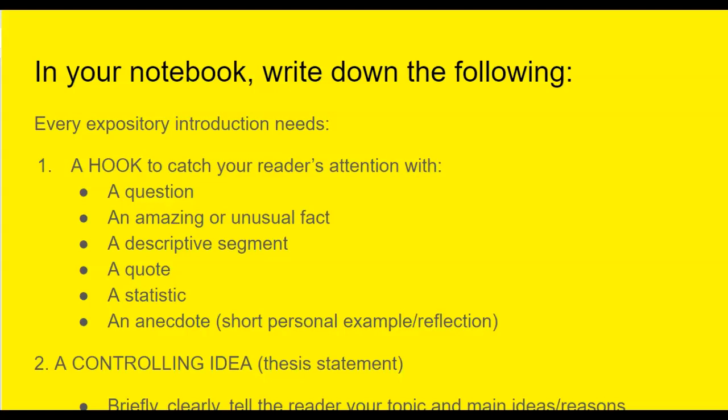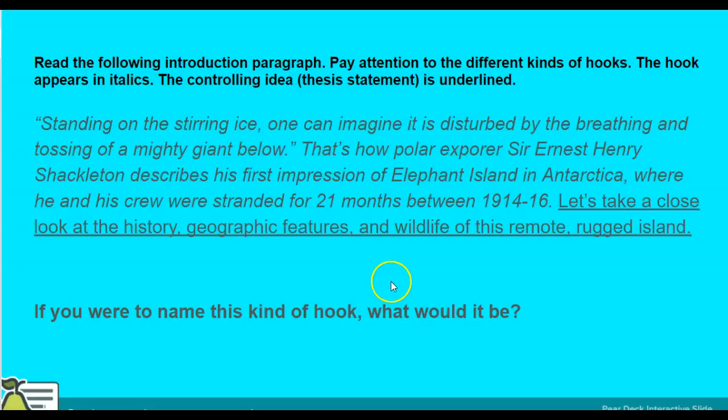The other thing that every introduction needs is a controlling idea. And that controlling idea, remember, is like a one-sentence plan that's going to tell the reader your topic and your main ideas or reasons. If we go back and look, here's our hook. Here's our controlling idea with our topic. Okay, the rugged island, that's the topic. The rugged island is Elephant Island. And then our history is main idea 1, geographic features is main idea 2, and wildlife is main idea 3.